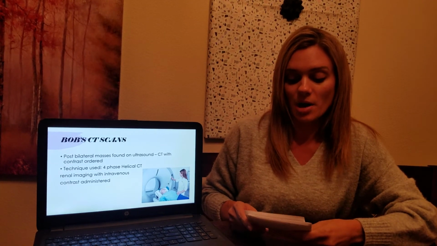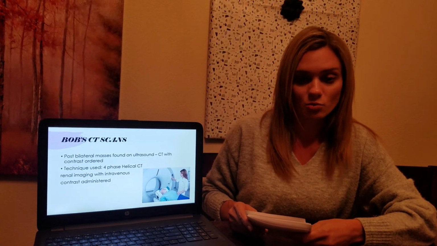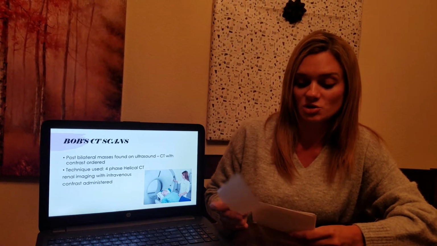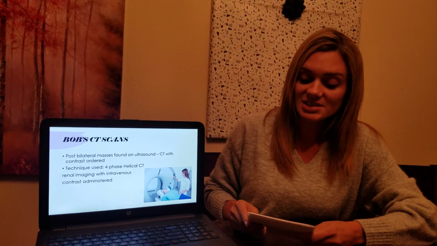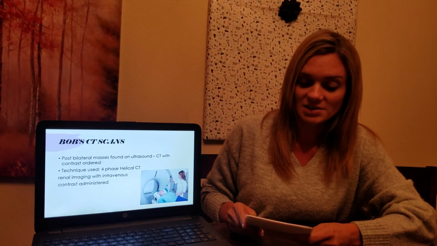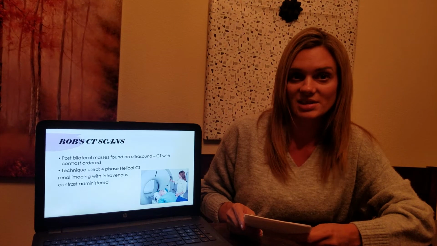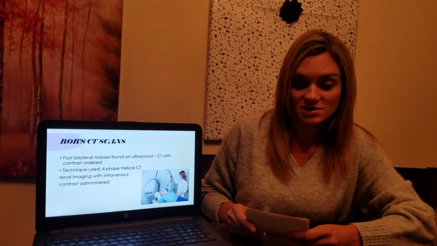About a month after Bob had an ultrasound showing bilateral renal masses, Bob's doctor ordered a CT of the abdomen with contrast. The CT technique used was a 4-phase helical CT renal imaging with intravenous contrast administered. These are his scans.